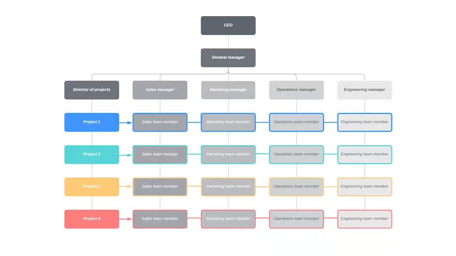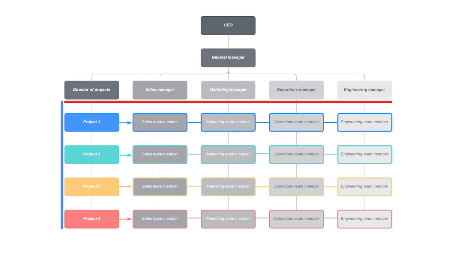Now, let's explore the matrix structure. The main difference with a matrix structure is that employees often have two or more managers or leaders they'll need to work with and update. Your team members will have their functional manager and you, the project manager. If members are working on multiple projects, they may have even more managers.